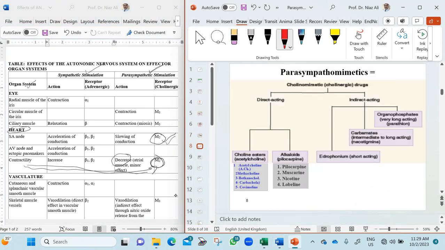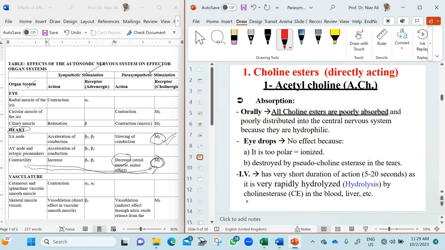The classification of parasympathomimetic drugs: these cholinomimetics will be directly acting, which come and attach with the receptors, and they are classified as choline esters and alkaloids. The other is indirectly acting, which is going to inhibit the esterase enzyme, as we discussed in the previous slide, and the acetylcholine level will be increased at the level of the synapse, and then it goes and attaches with the receptor. These classes are hydroponium, carbamates, and organophosphates. So now let me come back to the point and discuss.